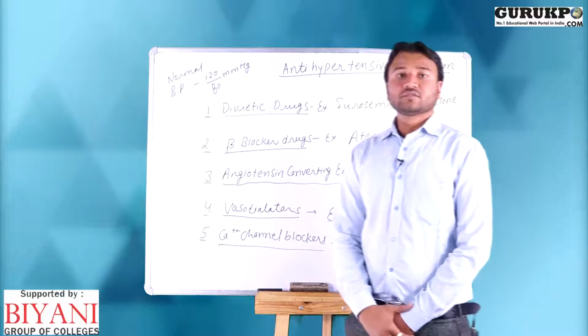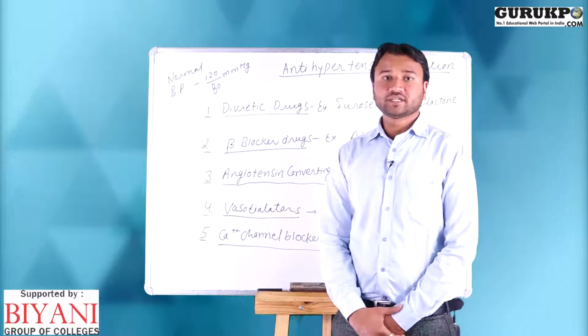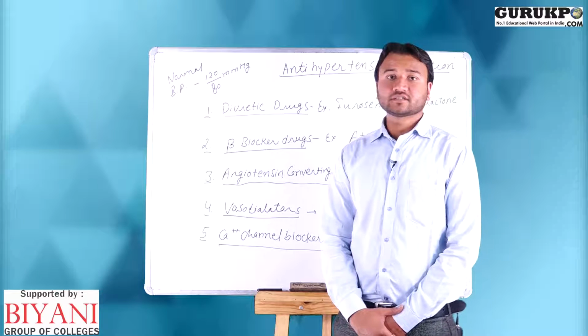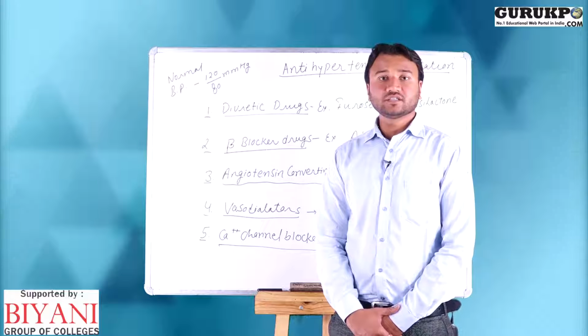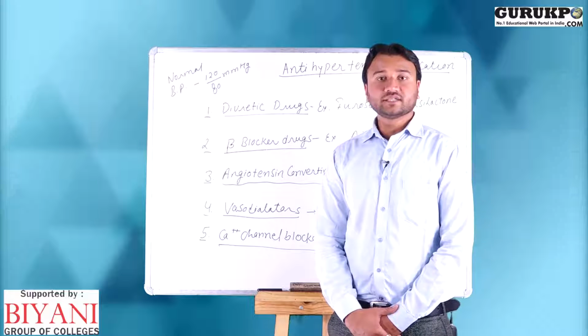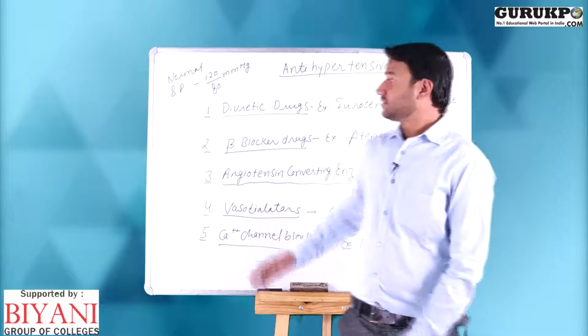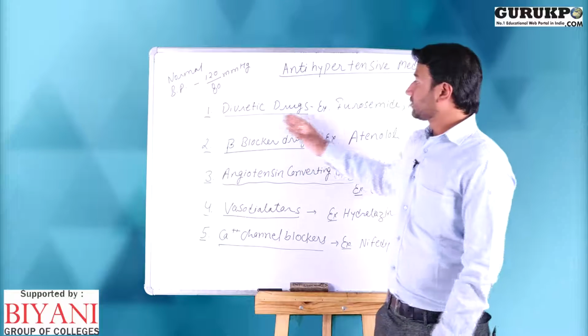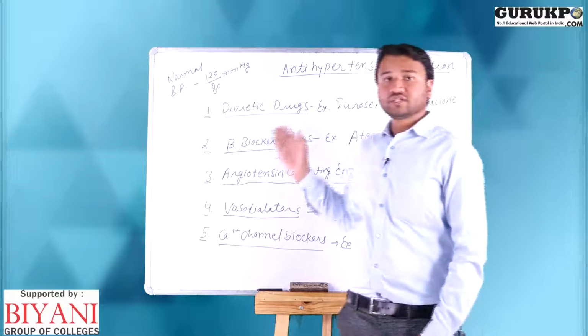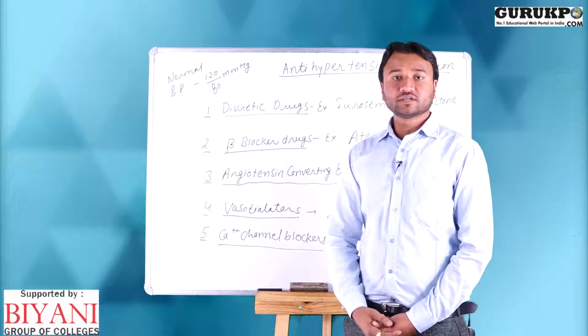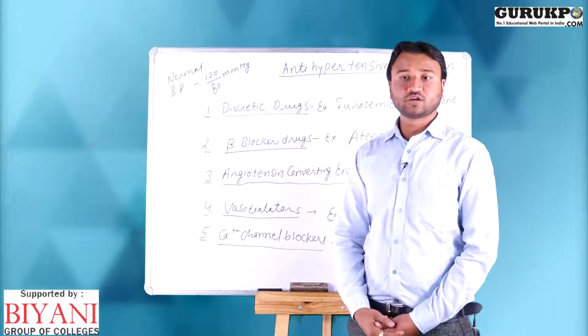So first of all, we will provide to the patient diuretic drugs. Diuretic drugs are the drugs which increase the urine output, and when the urine output increases, it reduces the blood volume and reduces the blood pressure. And the examples of the diuretic drugs are furosemide and spironolactone. So when we provide the diuretic drugs, it reduces the BP by the increased urine output.